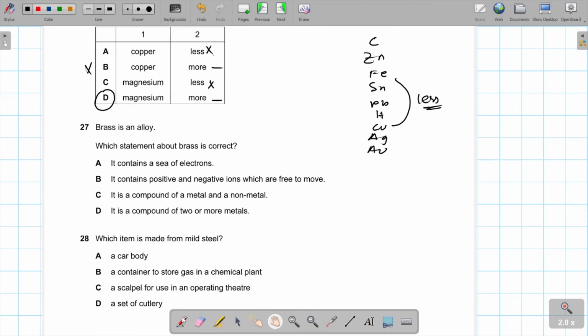Moving on to 27. Brass is an alloy. Which statement about brass is correct? It contains a sea of electrons. Yes, it could be an answer. It contains positive and negative ions which are free to move.